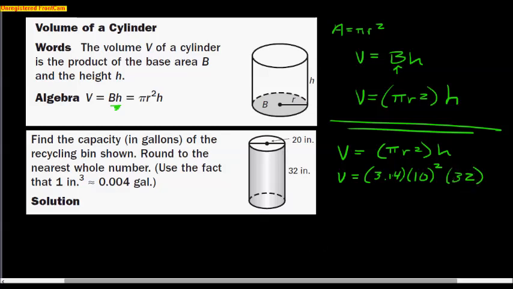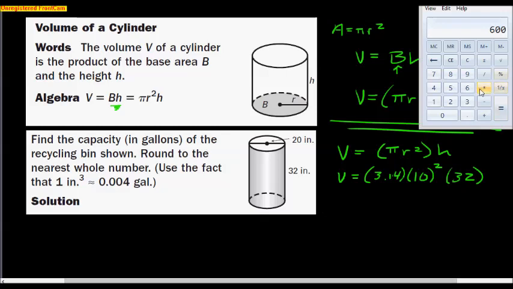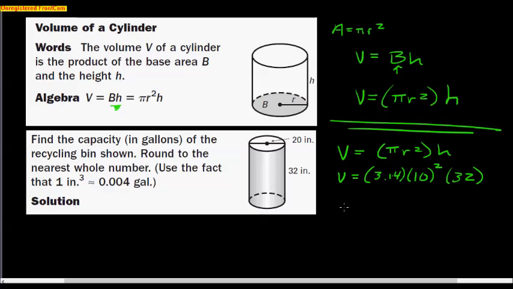All right. So again, I need to get my calculator up here. So 3.14, and I'm going to multiply by 10 squared. That's 100, and I'm going to multiply by 32, and I get the volume is a really big number. What was that? 10,048.